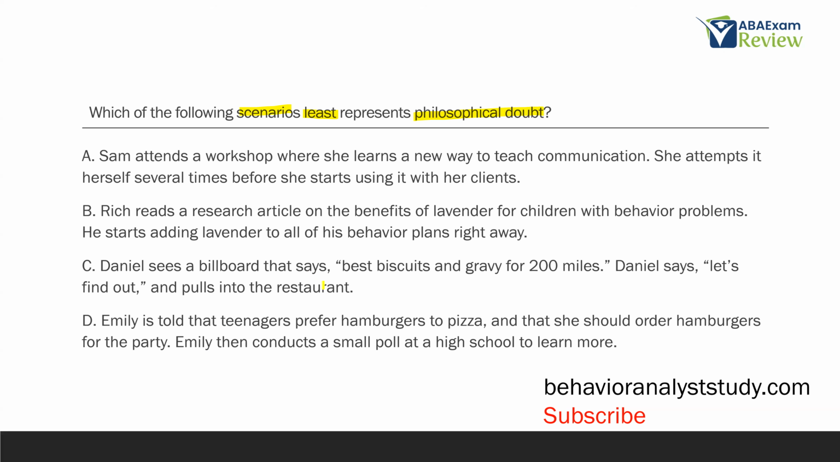And then D, Emily is told that teenagers prefer hamburgers to pizza and that she should order hamburgers for the party. Emily then conducts a small poll at a high school to learn more. So Emily is told something, and rather than just outright believe it without further investigation, she starts conducting her own research. So the only one where we did not conduct further research or where we didn't question what was told or was understood is B.